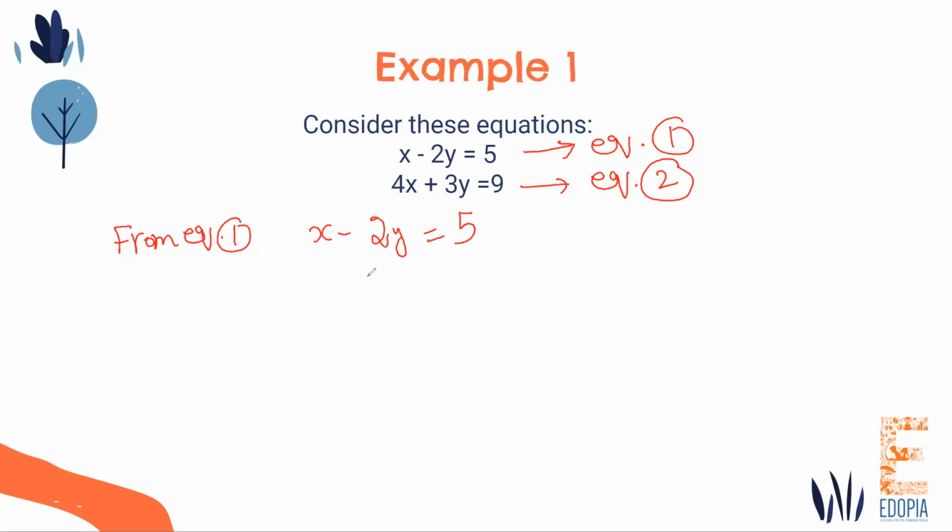Remember the rules of algebra. How do we isolate one variable? If I add 2y on both sides of the equation, I will get rid of this 2y from the left hand side, and on the right hand side, I will get 5 plus 2y. So adding 2y on both sides of the equation.